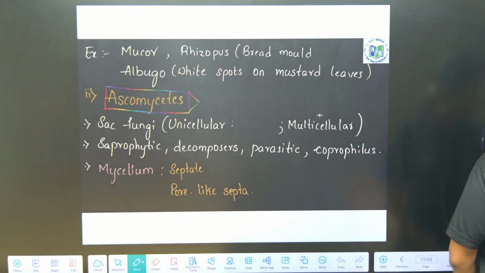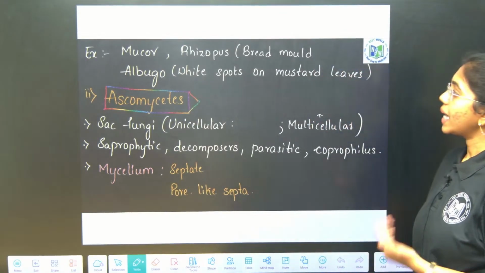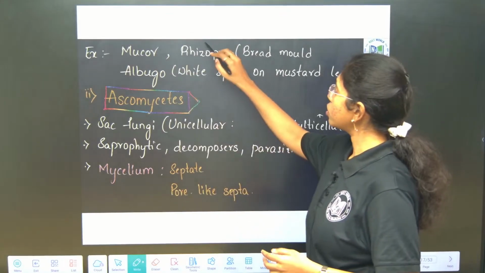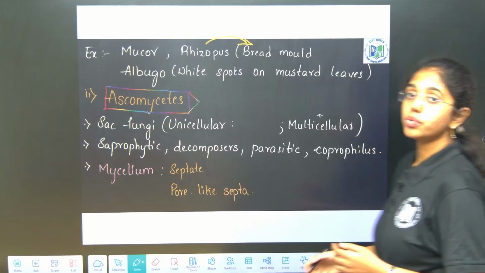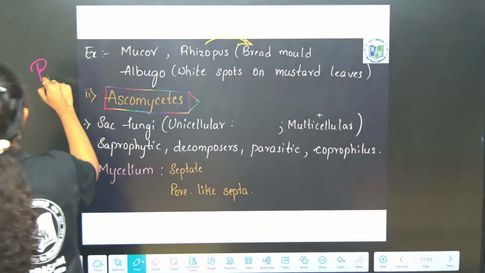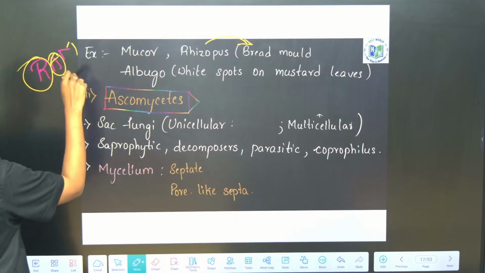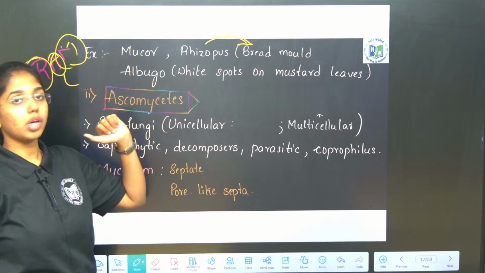Examples, we will stop here till Phycomycetes. For example, Mucor, Rhizopus, which is also called bread mold, and Albugo. This you can memorize with a mnemonic like RAM, R-A-M. Rhizopus, also called bread mold, Albugo, which gives white spots on mustard leaves, and Mucor.